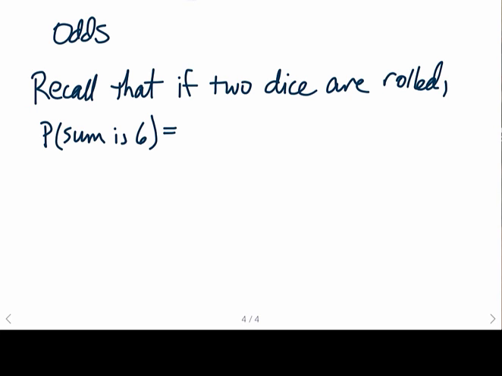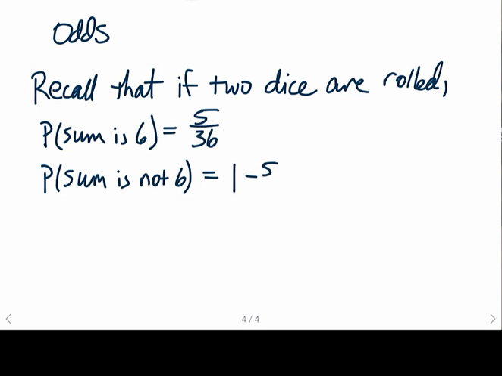Okay, we're going to turn our attention now to odds. Recall that if 2 dice are rolled, the probability that the sum is 6 is 5 over 36. The probability that the sum is not 6 is the complement of that event. And so it's actually the case that the probability is 1 minus 5 out of 36 because they are complements, which means they comprise the whole sample space. And so the probability of doing one or the other is 100% or 1.